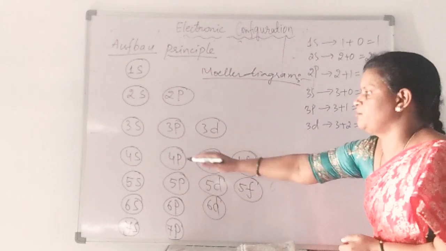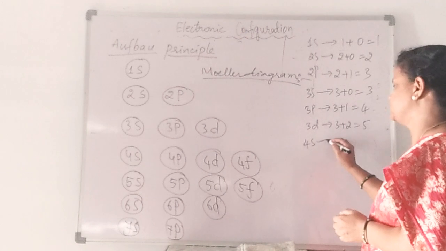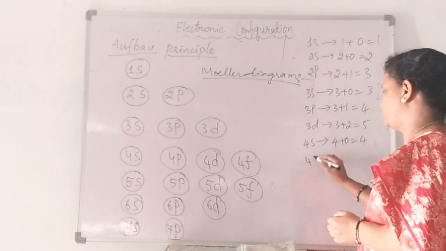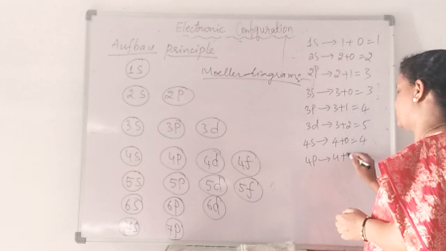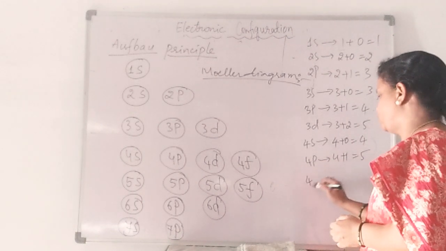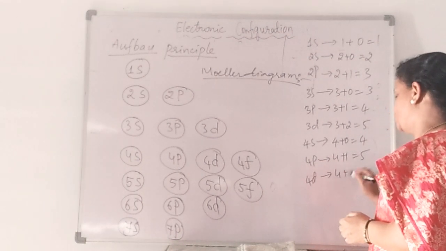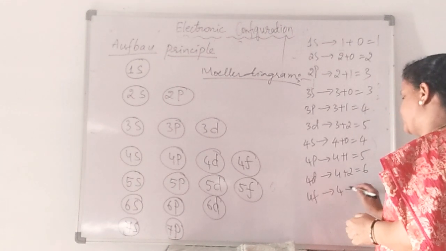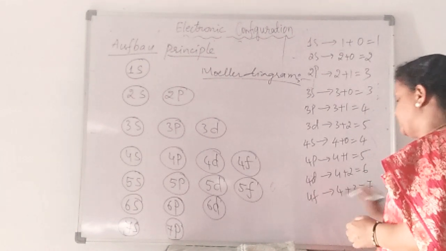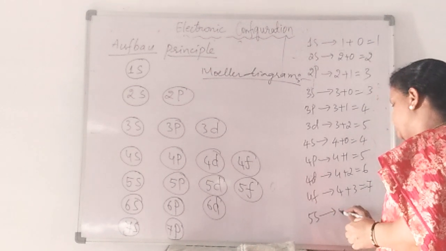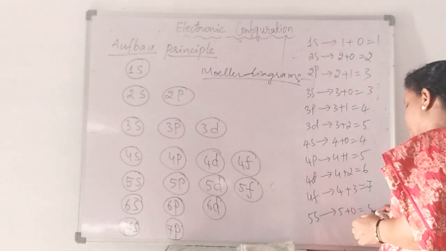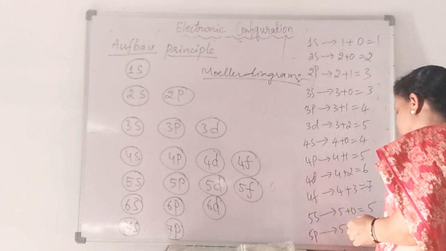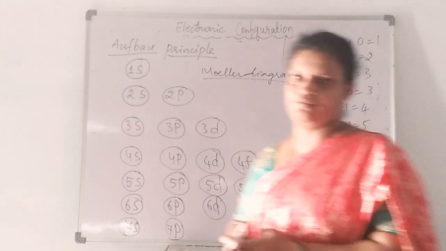Next, after 3d is completed, we'll come to 4s. For 4s, 4 plus 0, that is 4. 4p, 4 plus 1, that is 5. 4d, 4 plus 2, that is nothing but 6. 4f, 4 plus 3, that is nothing but 7. 5s, we take here 5 plus 0, that is nothing but 5. 5p, 5 plus 1, that is 6. Like this it will continue. Right.